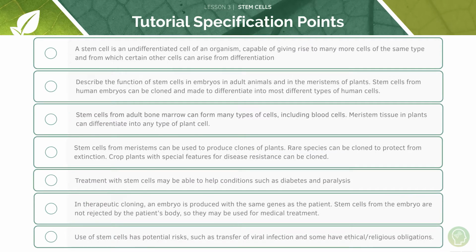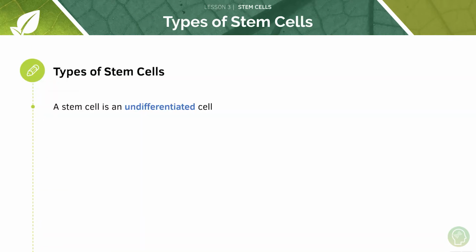So first of all, let's have a look into the basic stem cell. So a stem cell is an undifferentiated cell of an organism which is capable of giving rise to many more cells of the same type, and from which certain other cells can arise from differentiation. So what does this actually mean? Well, first of all, let's just address the basic fact that a stem cell is an undifferentiated cell. So this means that it is not yet specialised. So it's just a blank slate, essentially, and therefore it has the ability to differentiate and form a specialised cell.